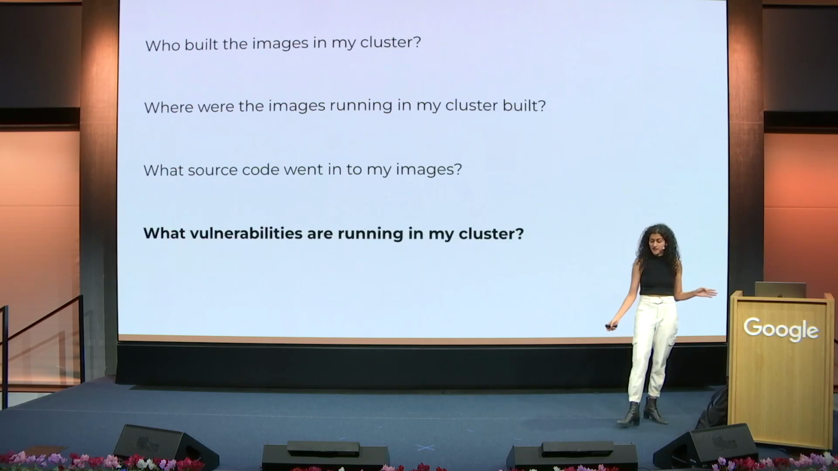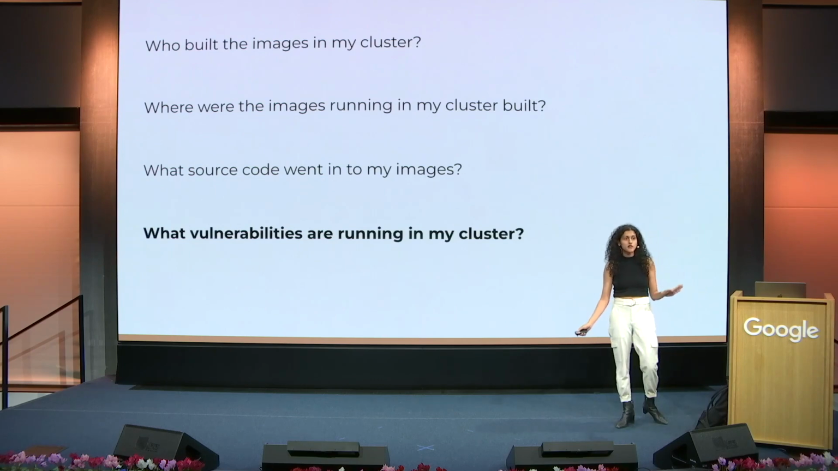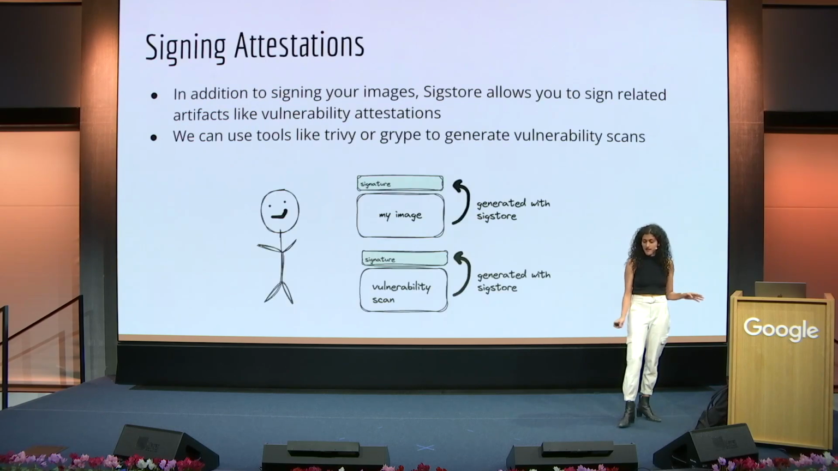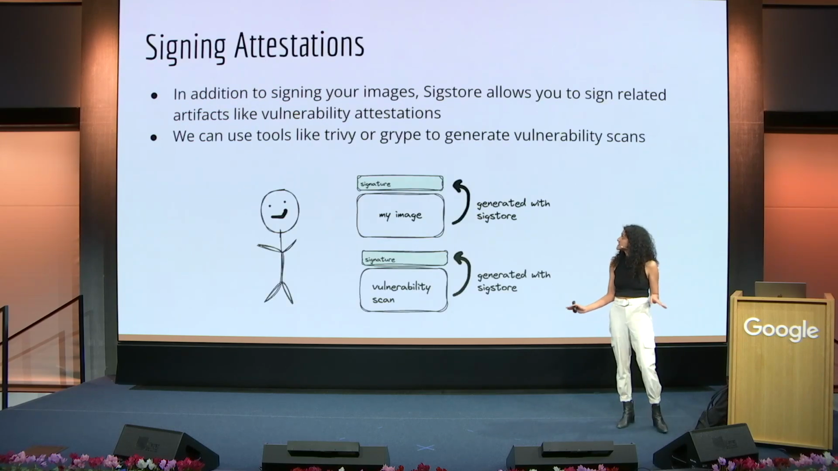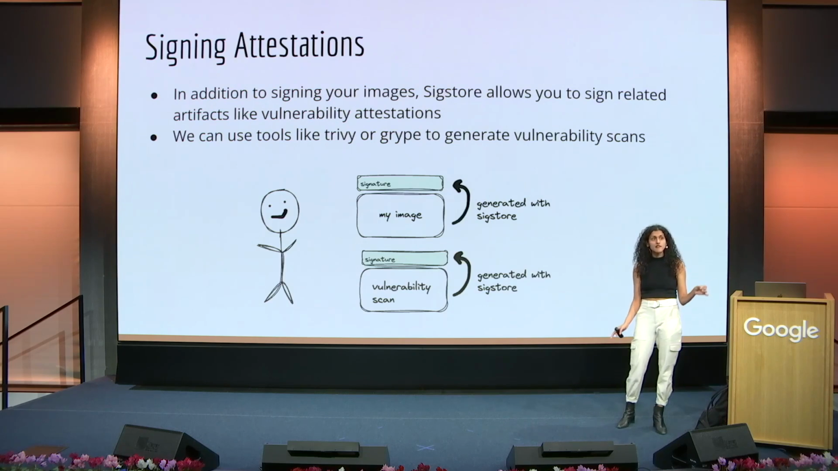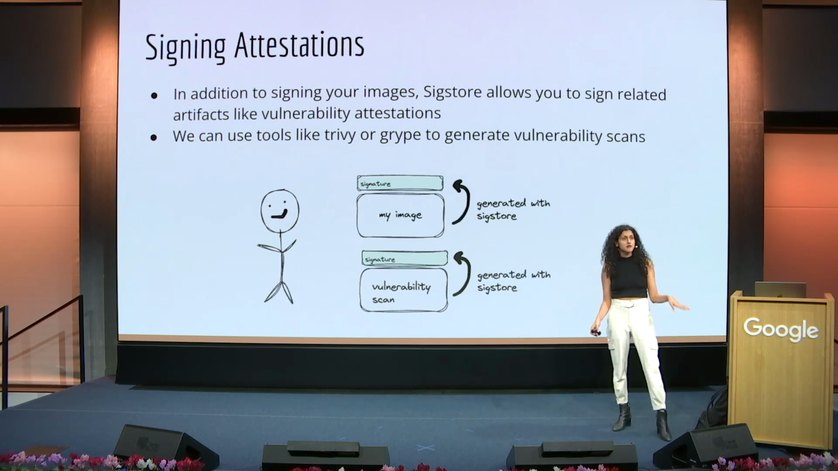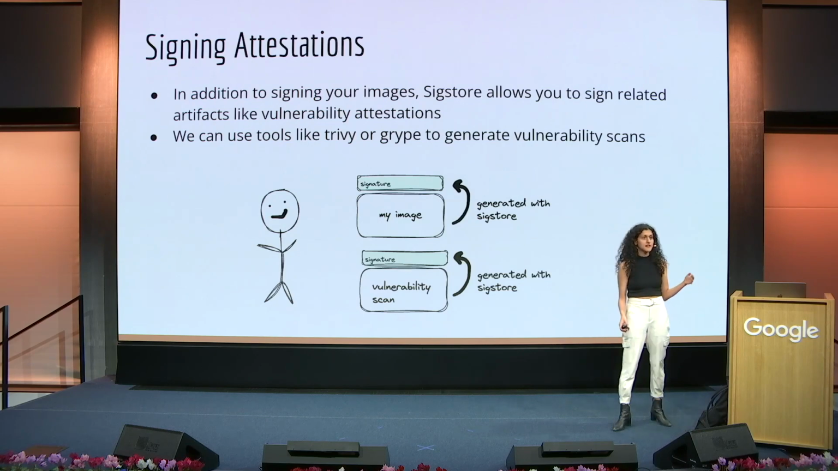Finally, we might want to answer a question: what vulnerabilities are running in my cluster? It's important to know if any critical vulnerabilities are in your cluster so you can remediate them as fast as possible. So the nice thing about Sigstore is, in addition to signing your images, you can also sign related artifacts like vulnerability scans and attest them. So we can use tools like Trivy or Grype to generate vulnerability scans, and then use Sigstore to actually sign those scans and upload them to our repository alongside our image.